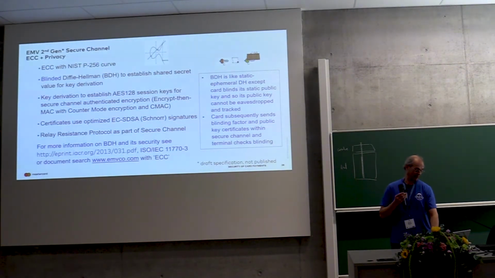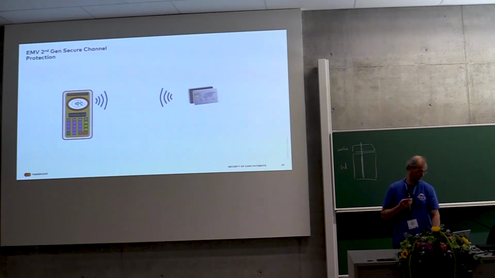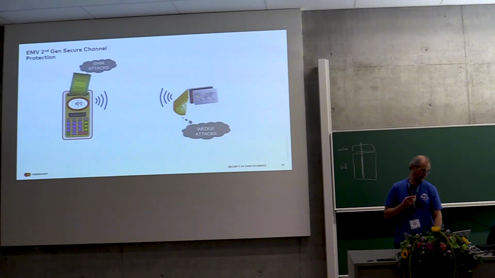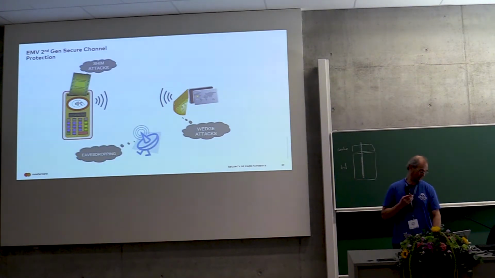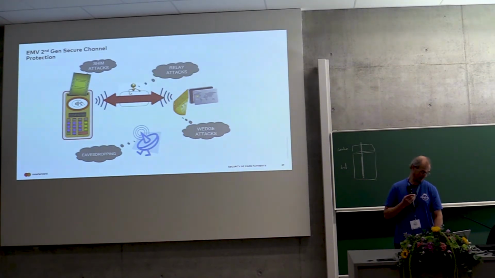And this slide just tries to explain at a very high level how blinded Diffie-Hellman works. And this is a little picture showing how this second-gen elliptic curve secure channel protects against various attacks. Slightly humorous slide.